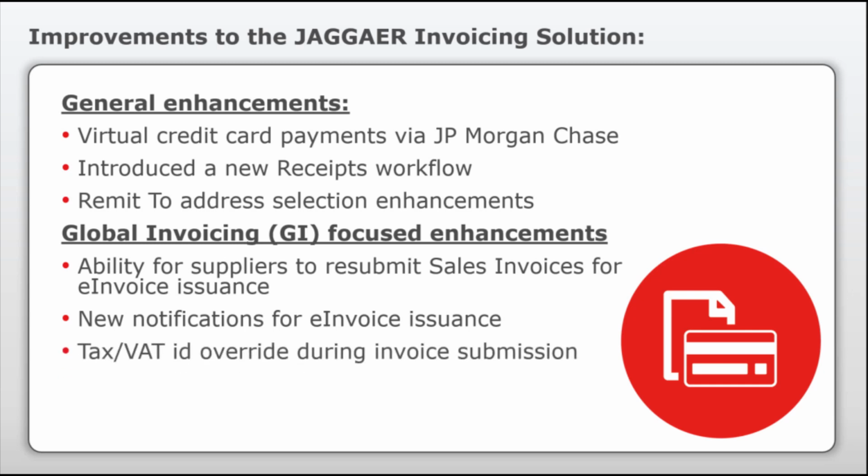We also brought in a feature that allows our suppliers to override the tax or VAT ID during the invoice submission if they're using, for example, a remit to address that has a diverse country, different to their main organization country, and so they need to obviously change the tax or VAT ID to be the specific one for that supplier entity in that country.